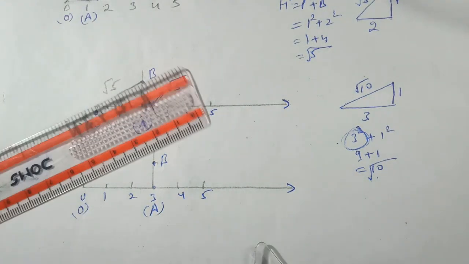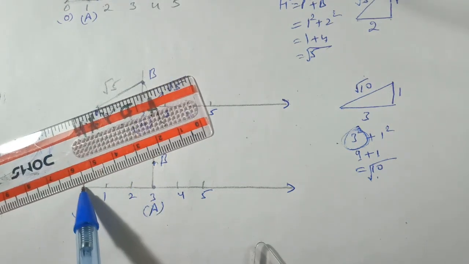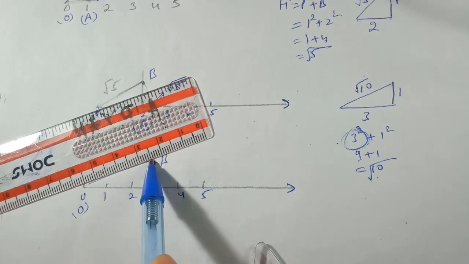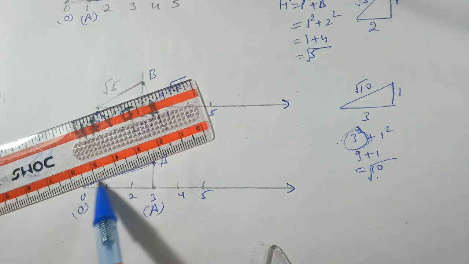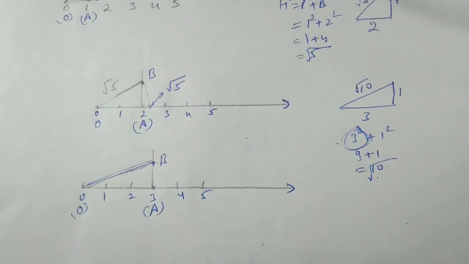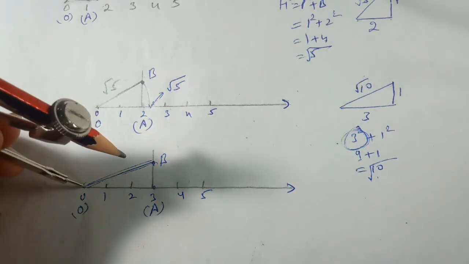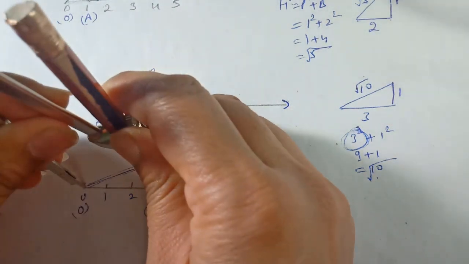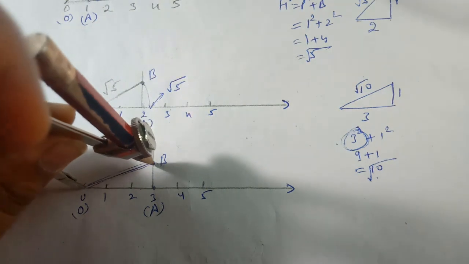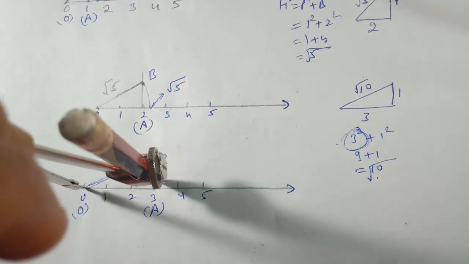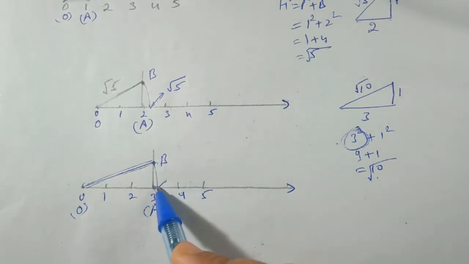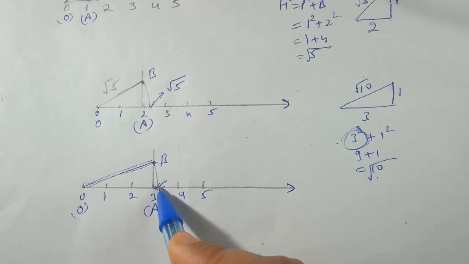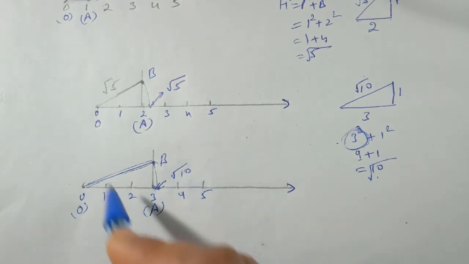This point will be taken as B point. Join O and B, join these 2 points, and drop the measurement of OB on the number line. Take the measurement and drop it on the number line. When we drop it on the number line, it will be somewhere between 3 and 4. So this point is denoting root 10 on the number line.